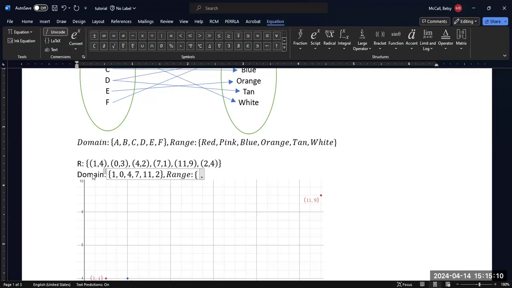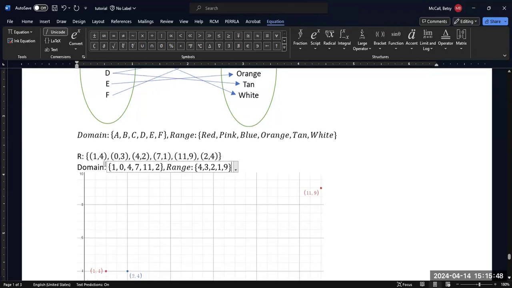And then in the range, they would be 4, 3, 2, 1, 9. And then you don't list any repetitions a second time. So even though 4 appears in our coordinate points twice, we don't have to list it twice when we list out the values that are in the output, because 4 is in the output. It doesn't need to be included twice.